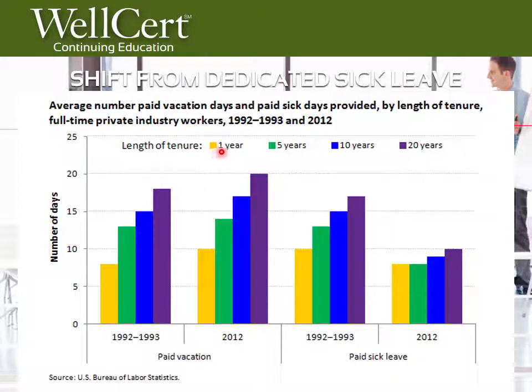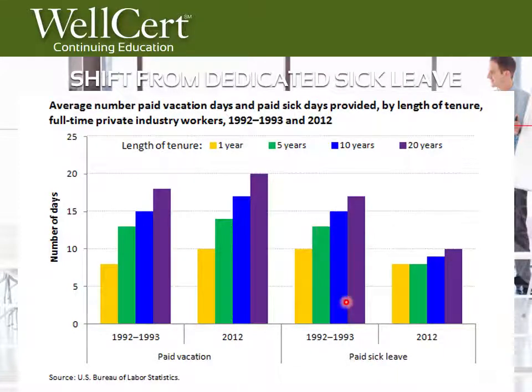So the 1 year is your new worker. The 5 years of tenure, 10 years of tenure, 20 years of tenure. The purple indicates the long duration employee. The yellow tends to indicate the new employee. And then we are broken down into paid vacation amounts 20 years apart and paid sick leave 20 years apart.